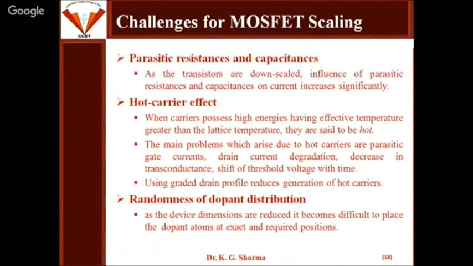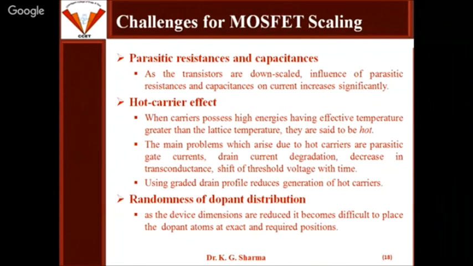Another thing is parasitic resistances and capacitances. As the transistors are downscaled, the influence of parasitic resistances and capacitances on current increases significantly. Next point is the hot carrier effect. When carriers possess high energies, with an effective temperature higher than the lattice temperature, they are said to be hot. The main problems which arise due to hot carriers are parasitic gate currents, drain current degradation, decrease in transconductance, and shift of threshold voltage with time. We have the technology to overcome this by using graded drain profiles, which in turn reduce the hot carrier effect.